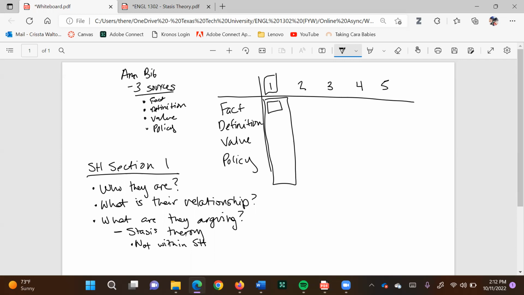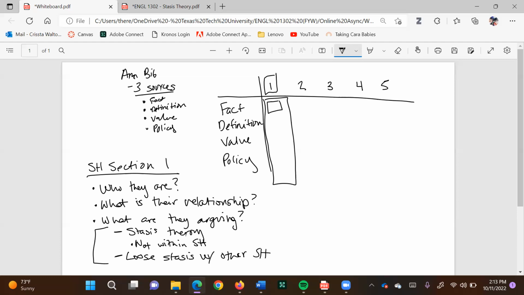However, some stakeholders are going to agree. And so you can say there is stasis in the level of definition, but they lose stasis with other stakeholders on different levels. You do not have to go through each level, fact, definition, value, policy within your paragraph. You need to identify, though, where they agree and where they disagree.